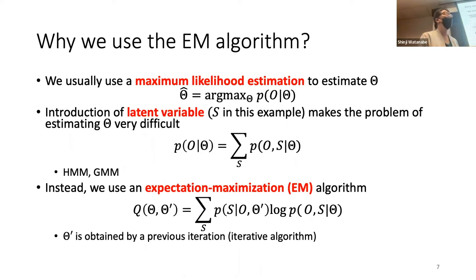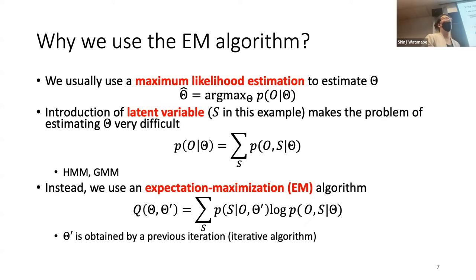And then why can we actually not solve it easily? Because we introduce some latent variable. In our previous cases, the latent variable is the alignment sequence that I mentioned before, right? As I said, the alignment can be any path, and we cannot observe which path the model actually selected. So we have to treat this as a probabilistic variable.